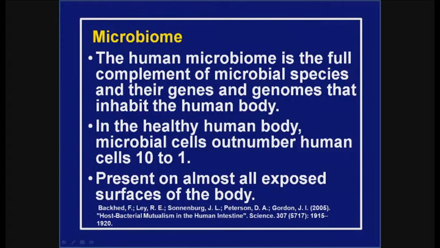The human microbiome is the full complement of all the species that live there. And of course, inside those bacteria, they have their genes within them. So their genes and the genomes that inhabit the human body. In a healthy human body, the microbial cells in our gut outnumber us 10 to 1. So there are more microbes in our gut than there are cells in the human body by at least 10 times.